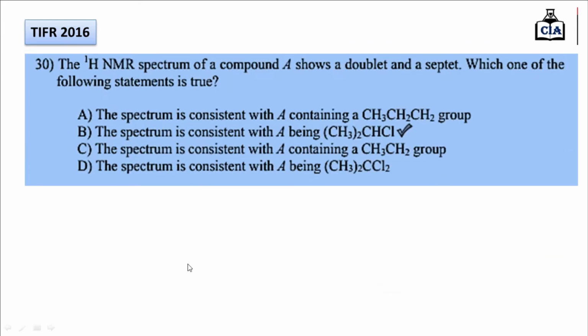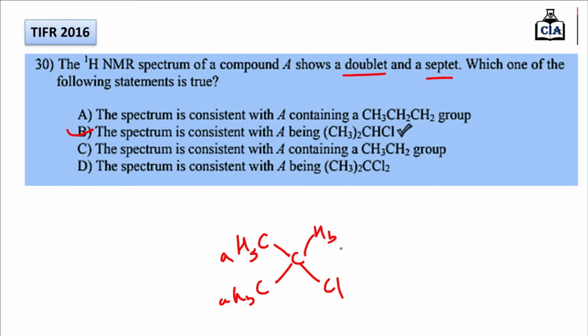Next question from TIFR 2016. In this question we have to find out the correct structure of the compound A which shows a doublet and a septet. Only option B has the compound which can show a doublet and a septet. If we draw the structure, this is CH3, CH3, here is the hydrogen and this is chlorine. Both the CH3 groups will be equivalent, so they are HA type protons, and this is HB type. This HB will have a total of 6 equivalent protons on the adjacent carbon atoms, so one HB will be split as a septet.